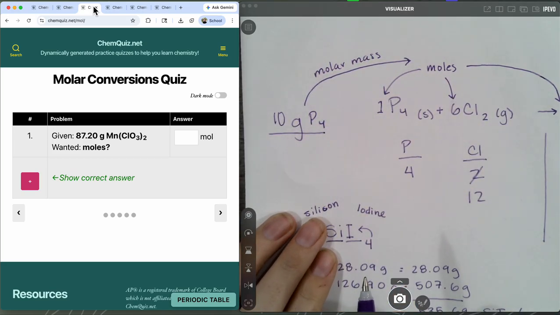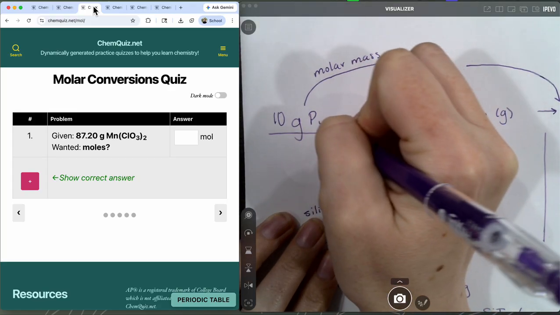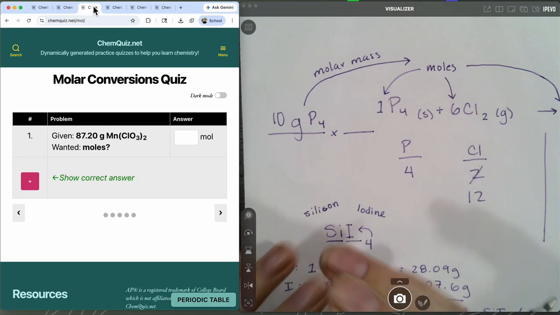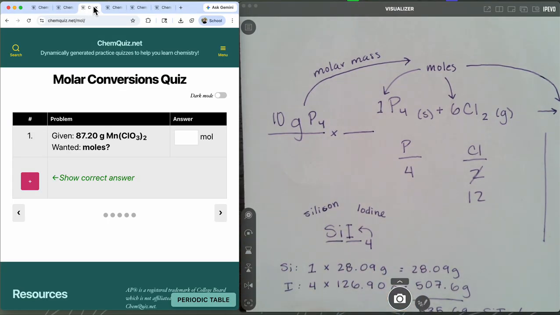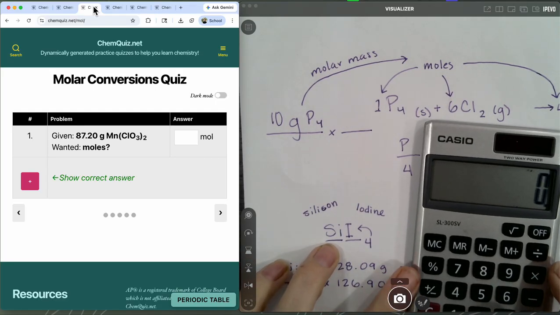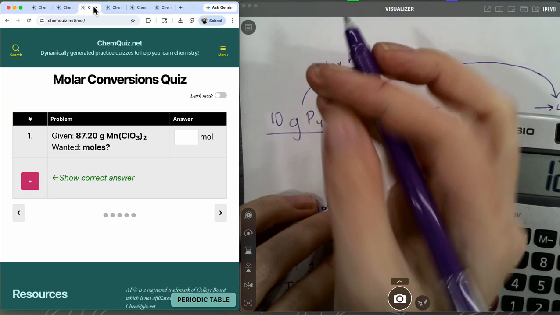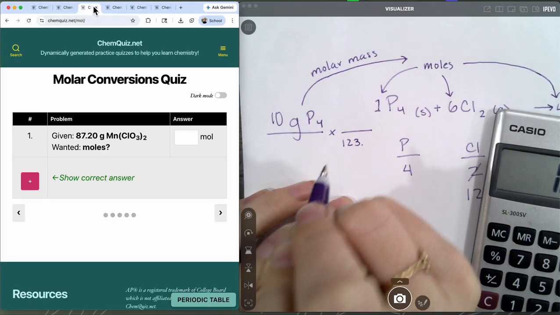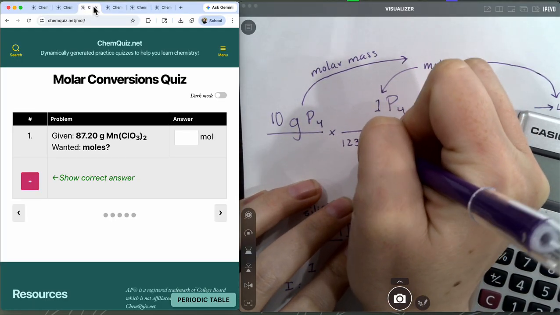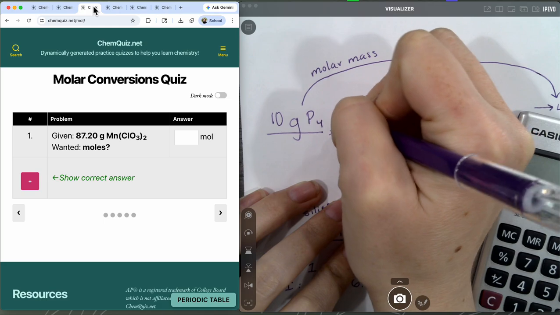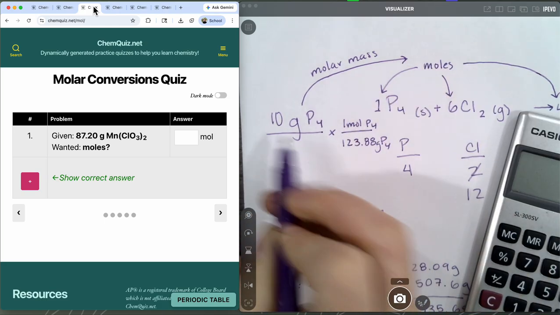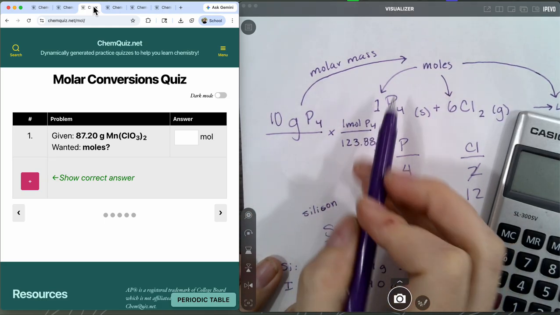Well, then would you take the molar mass? Yeah, you'd have to figure out the molar mass. So, how much does P4 weigh? Let's see, phosphorus weighs 30.97 times 4, so that's 123.88 grams of P4 per 1 mole of P4. And if I do that math, I'll figure out exactly how many moles I actually have of this.